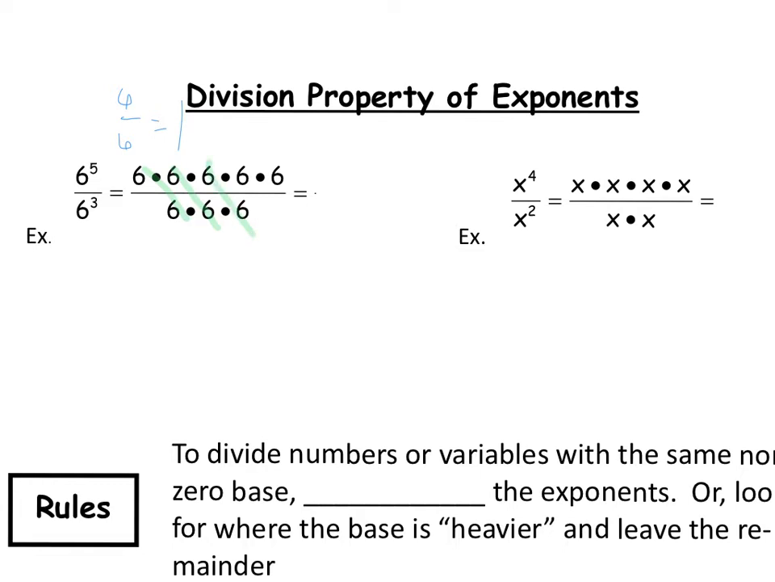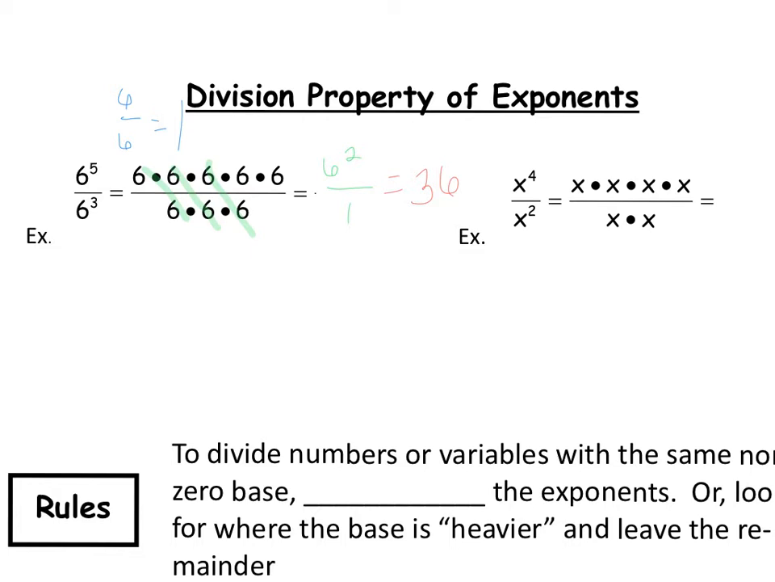And that leaves us with 6 squared on top. When we look on the bottom, there's nothing else on the bottom. So we simplify 6 squared over 1, and that simplifies to 36. Notice we had 6 to the 5th over 6 to the 3rd. We ended up with 6 squared, and we simplified it to get 36.